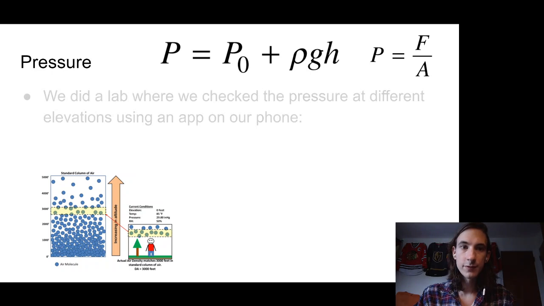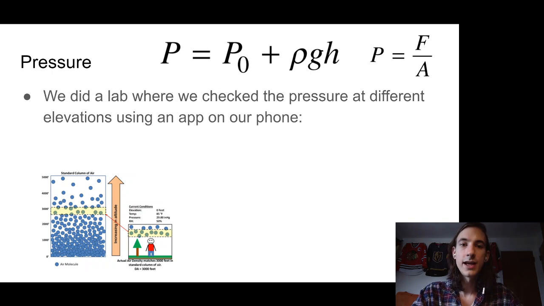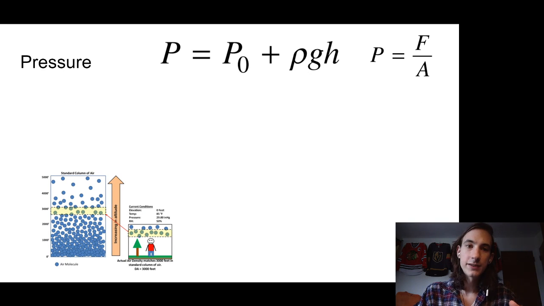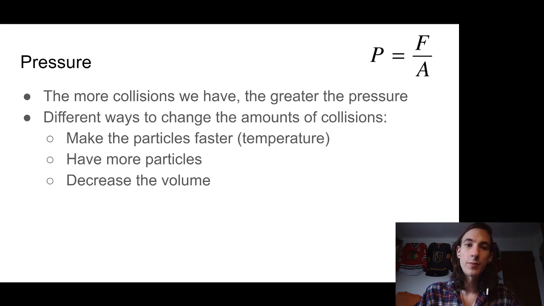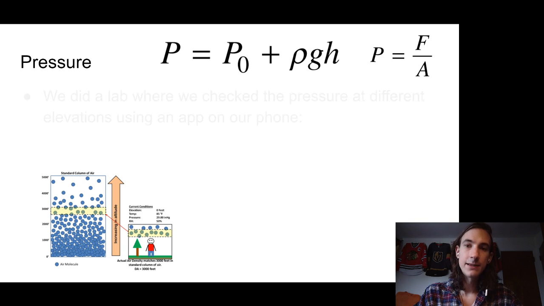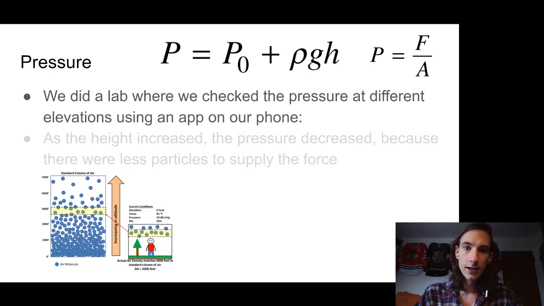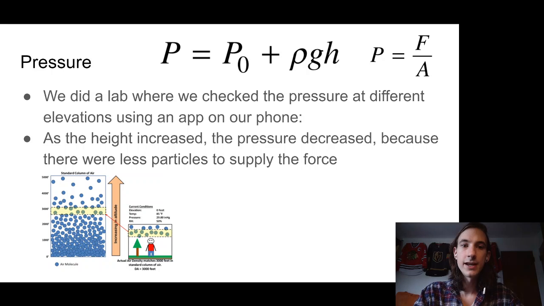And then when we were dealing with pressure, one thing that we did was we did a little lab where we checked the pressure at different elevations using an app on our phone. We just had this idea that if we have more particles, we have more pressure. So keeping that idea in mind, we did this lab and we saw, okay, as the height increased, the pressure decreased because there were fewer particles to supply that force.